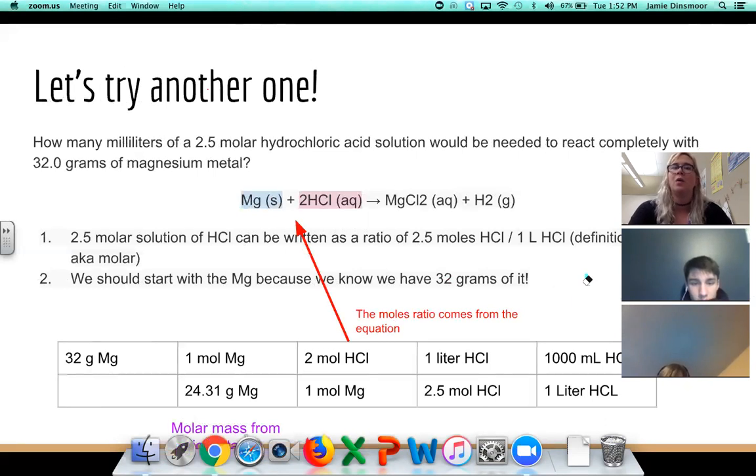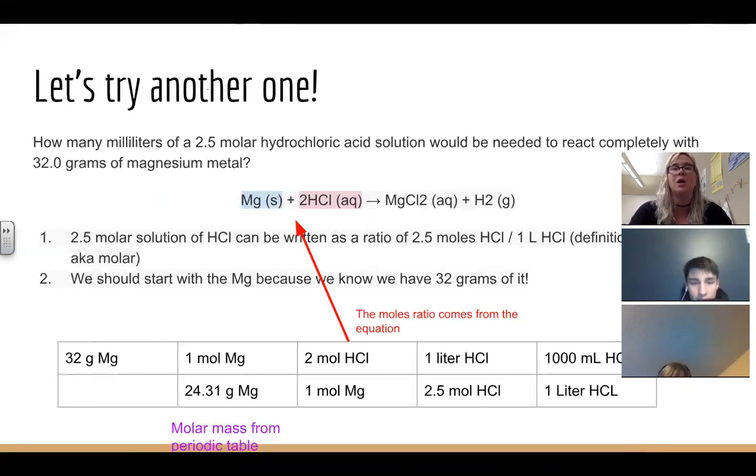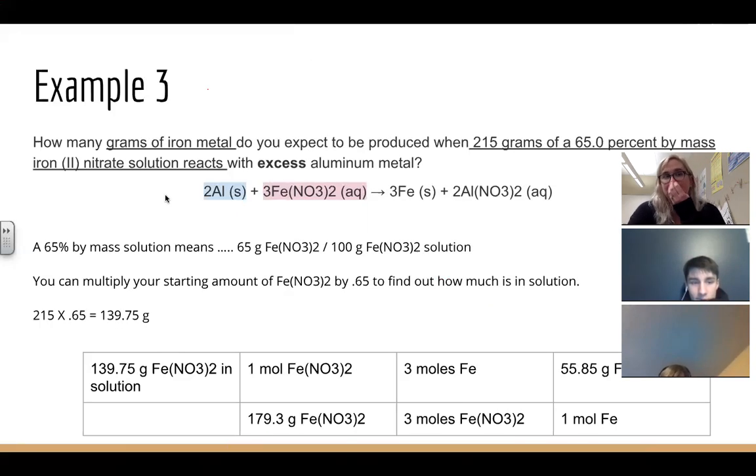Okay. When in doubt, make your units cancel. That's really the trick here. Okay, let's try one more example. How many grams of iron metal do you expect to be produced when 215 grams of a 65% by mass iron(II) nitrate solution reacts with excess aluminum metal?